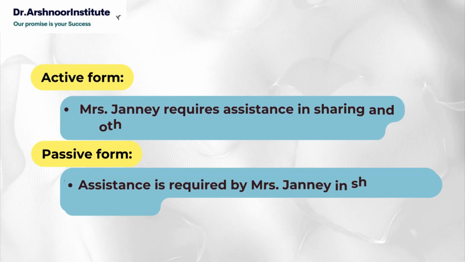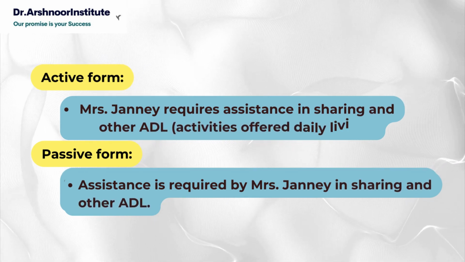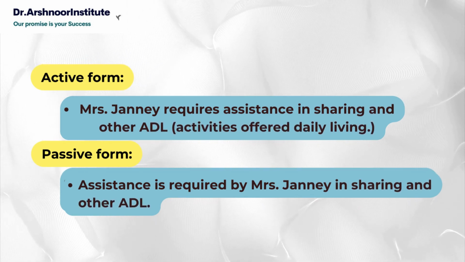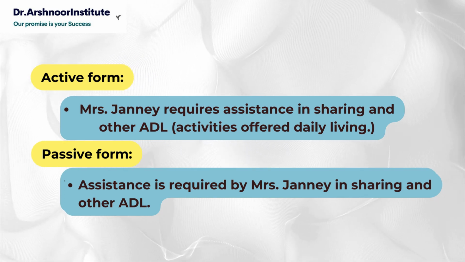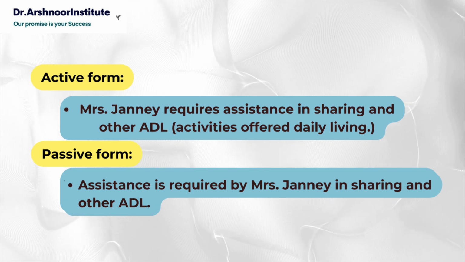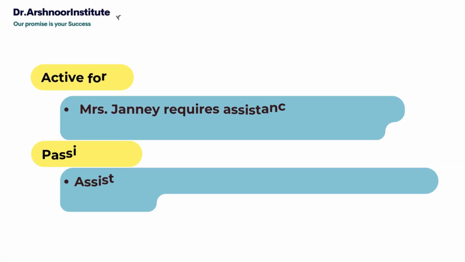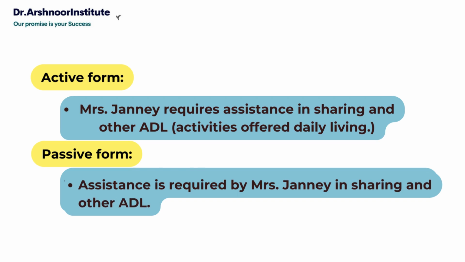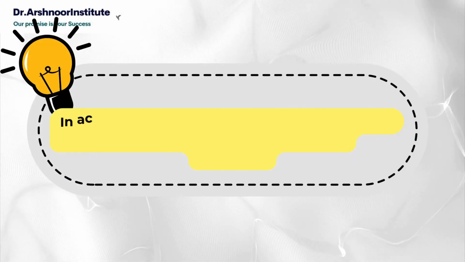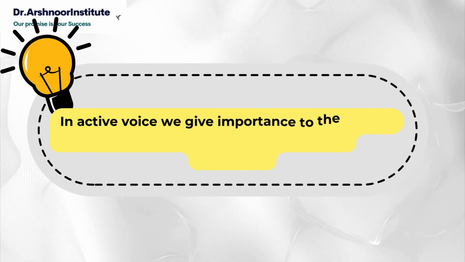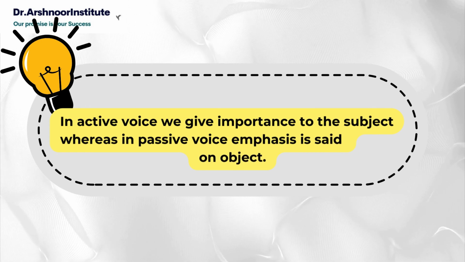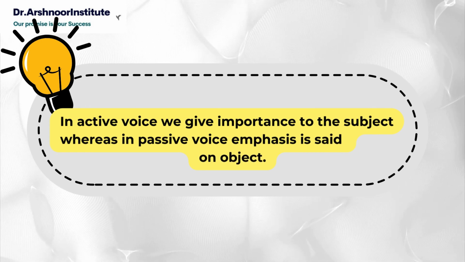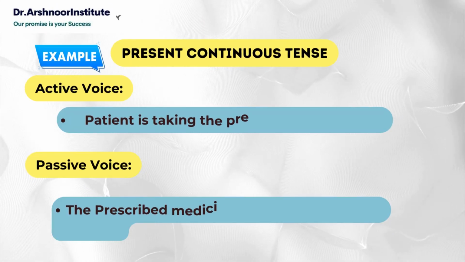Active form: Mrs. Jenny requires assistance in showering and other activities of her daily living. Otherwise, we can use ADL. Passive form: assistance is required by Mrs. Jenny in showering and other ADL. Tip: in active voice, we give importance to the subject, whereas in passive form, we emphasize the object.